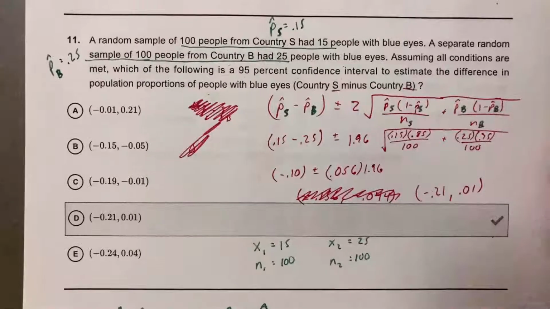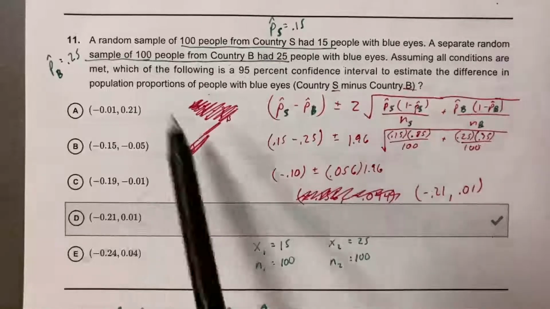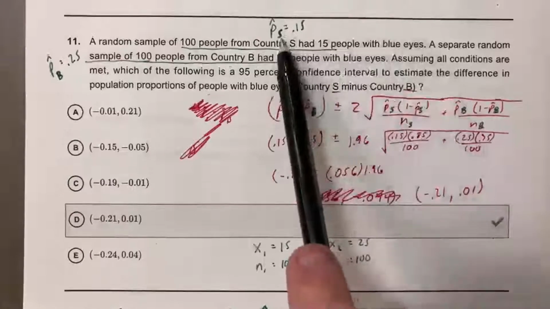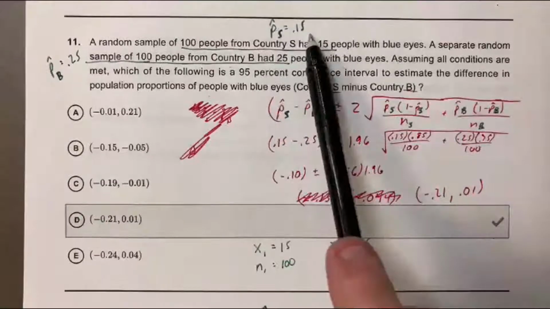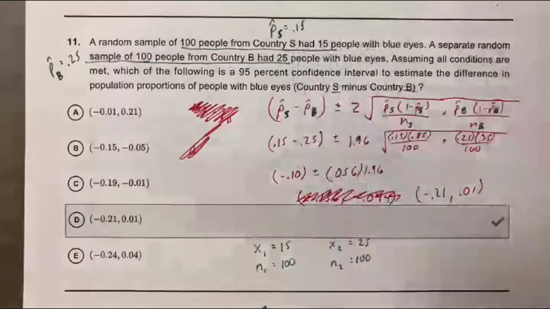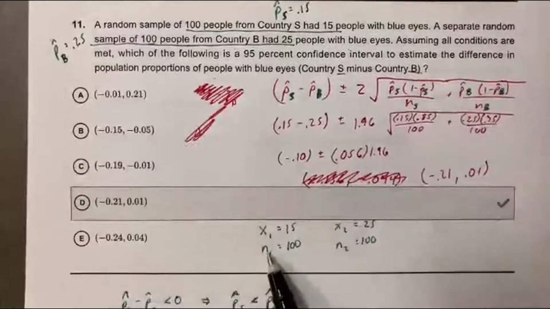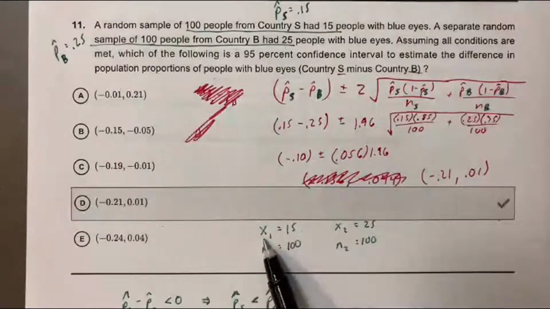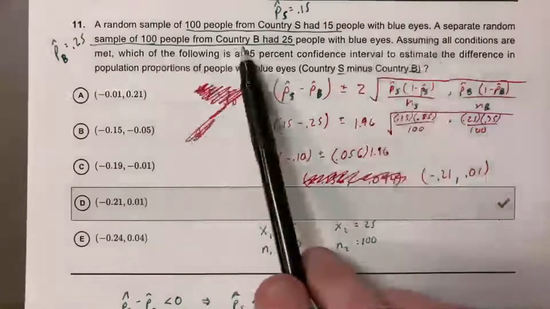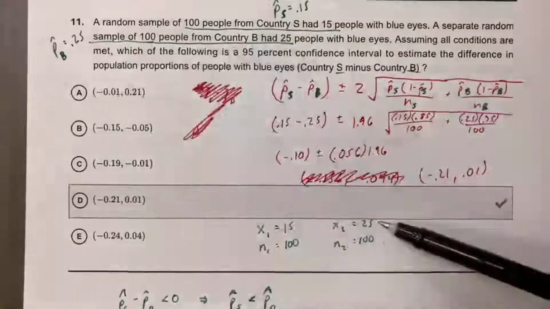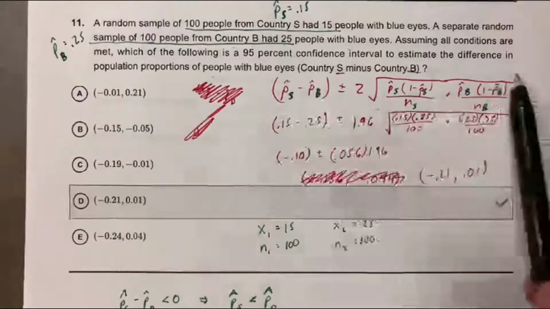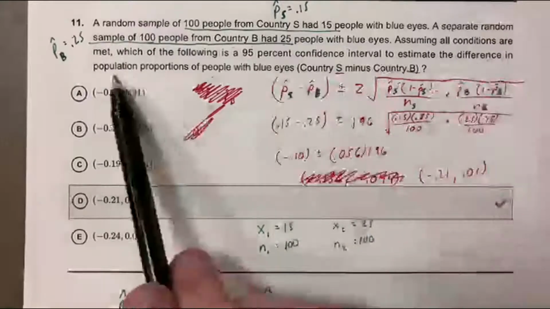Which, number 11, random sample of 100 people. Country S had 15 with blue eyes. So the sample of S, 0.15, the proportion. Or another way to think of that, for our first population, N1 is 100 and X1 is 15, we're going to plug this in our calculator. The second sample from country B had 25 out of 100. 25 out of 100, this will make sense in a moment. This is our confidence interval for a difference in proportions.